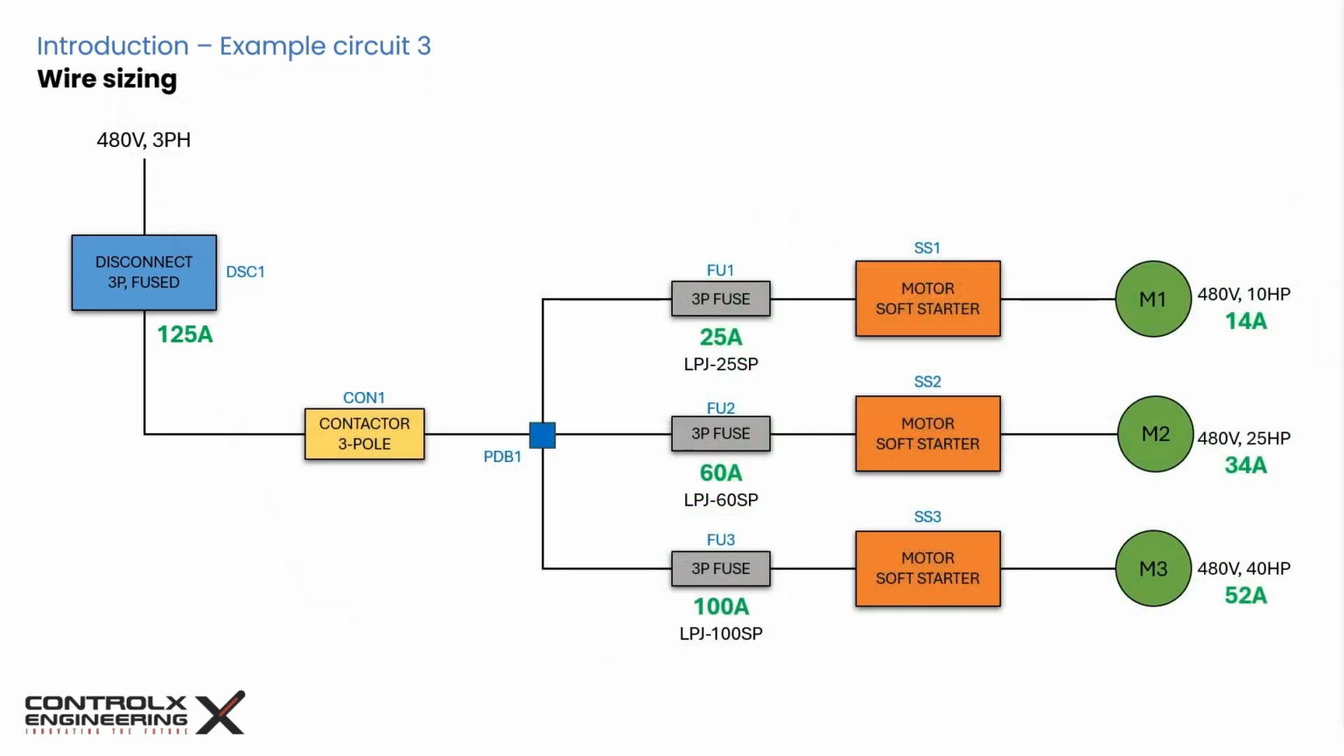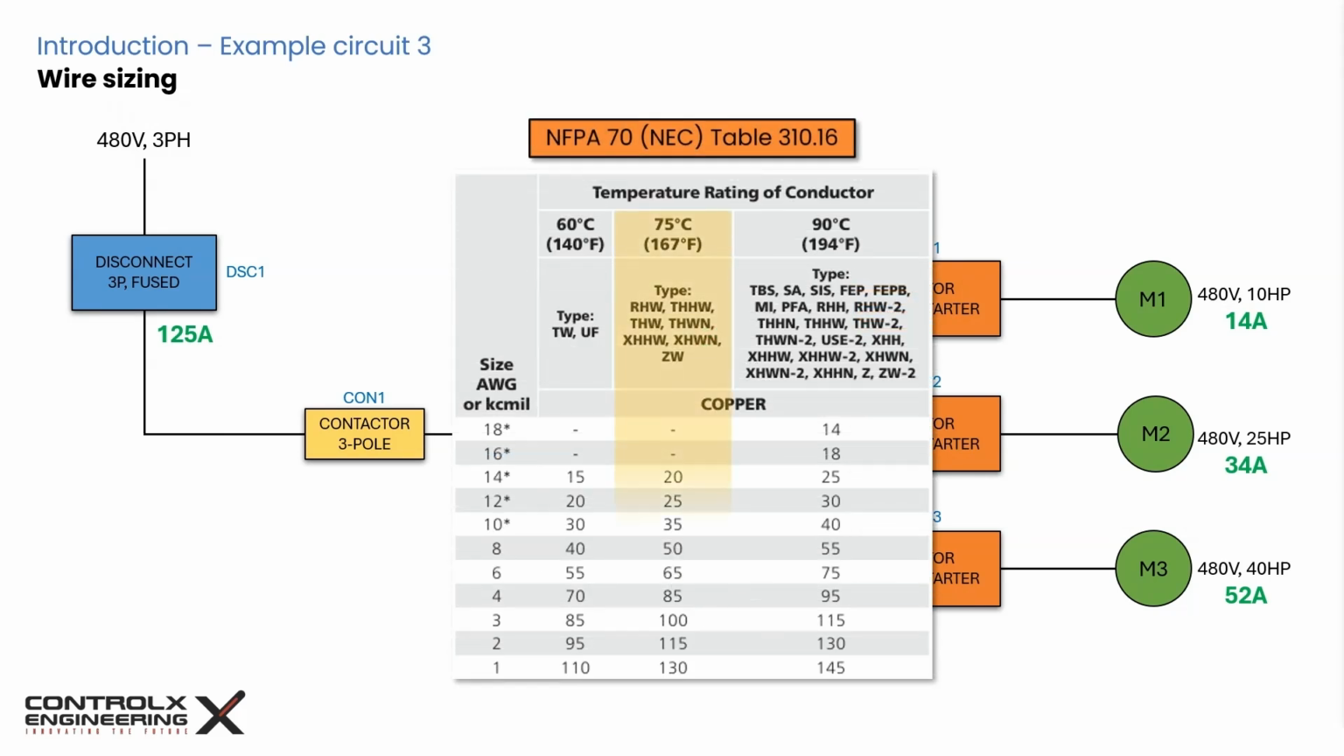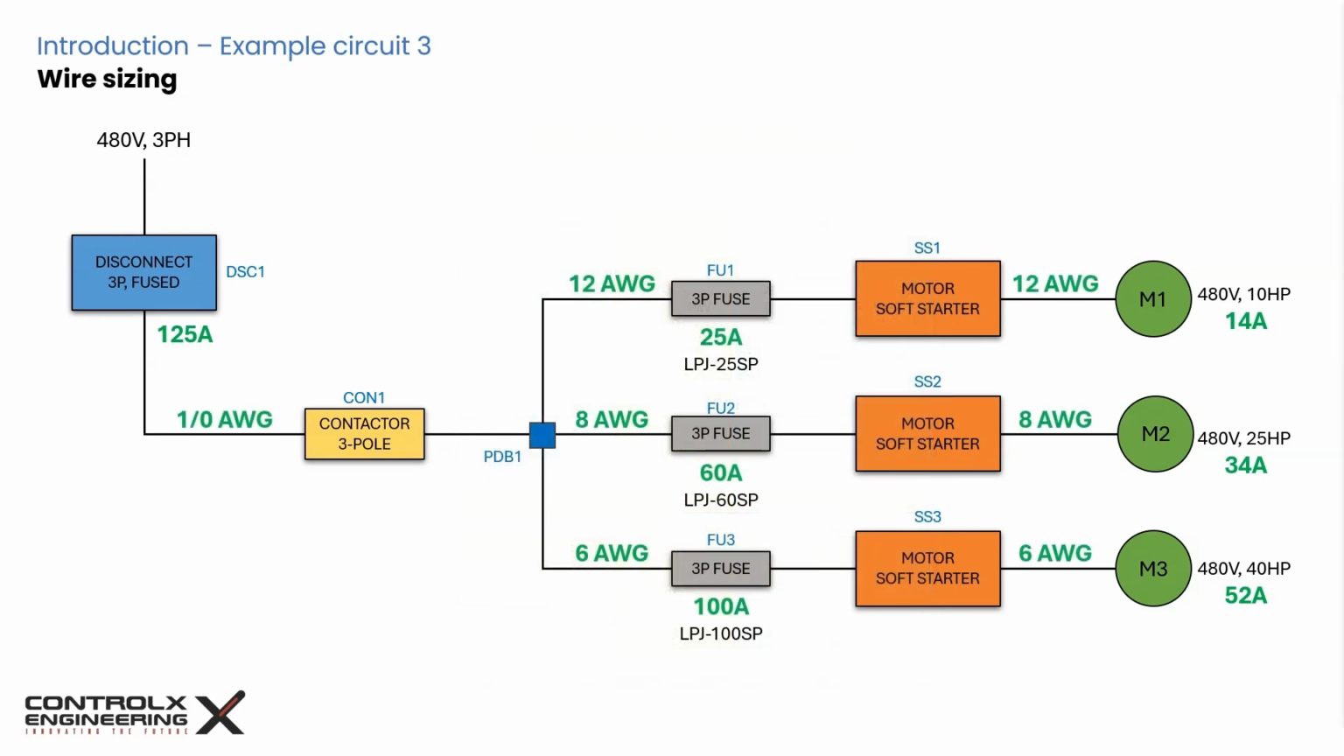And lastly, let's size our wires for this project. For this, let's refer back to the NEC Table 310.16. Looking at the 75-degree insulation column, we can go with wire gauges 12, 8, and 6 for M1, M2, and M3 circuits, respectively. For the circuit to the left of the PDB, we will use the combined FLC of the three motors, which we have calculated to be 113 amps. We can go with wire gauge size 1, which can handle currents up to 150 amp continuous.